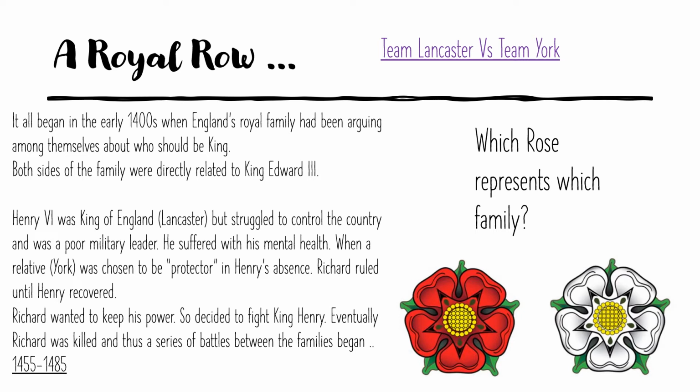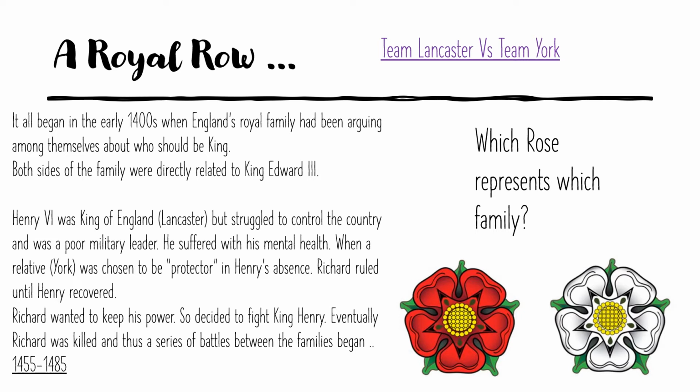And when this happened once, one of his relatives, a distant relative from the House of York, was chosen to be protector in Henry's absence. Richard was his name, and he ruled until Henry recovered. And when Henry was feeling better and came back to rule, Richard was then dismissed. But when you've had a bit of power and you've tasted it, you think, I'd like to keep it. And that was exactly what Richard wanted. He was like, I've been protector, I've been like a king, I want to still be king.